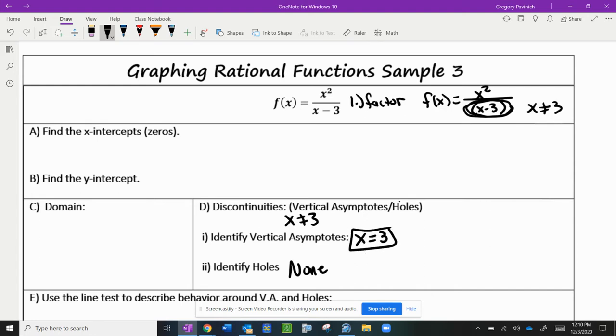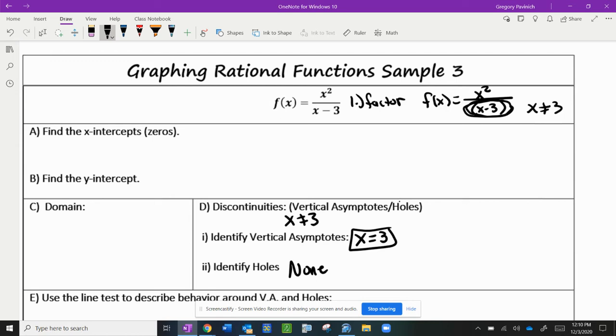So it can be one or the other. It can be a vertical asymptote or it can be a hole. It can't be both. And how do I tell the difference between a vertical asymptote and a hole? Well, whether the factor that created the point of discontinuity, that x minus 3, reduced with the numerator, because there's an x minus 3 up at top too, then it's a hole. If it doesn't reduce, then it's going to be a vertical asymptote.